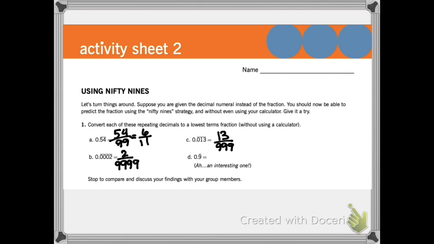And this one is a trick question. We're not going to do that one. And these two can't be simplified. So there, we're done those. So really, if it's over 9s, we just count how many places there are. We put the decimal on top. We put the correct number of 9s in the denominator, and we're all set. We simplify if we can.